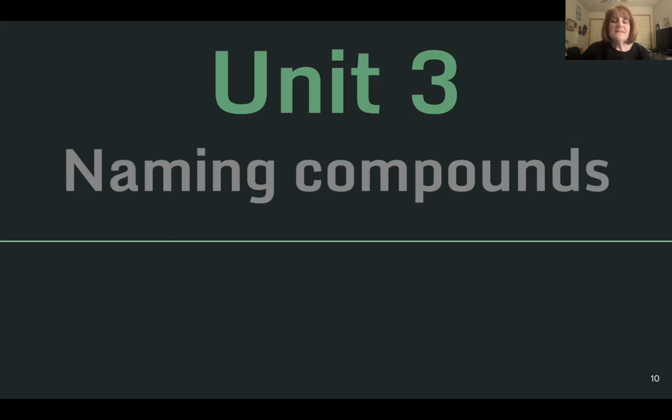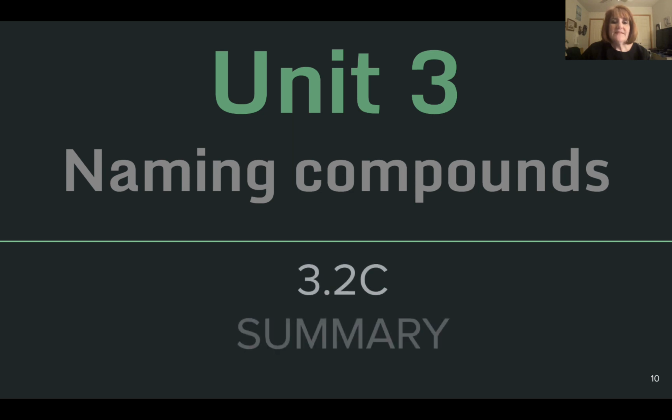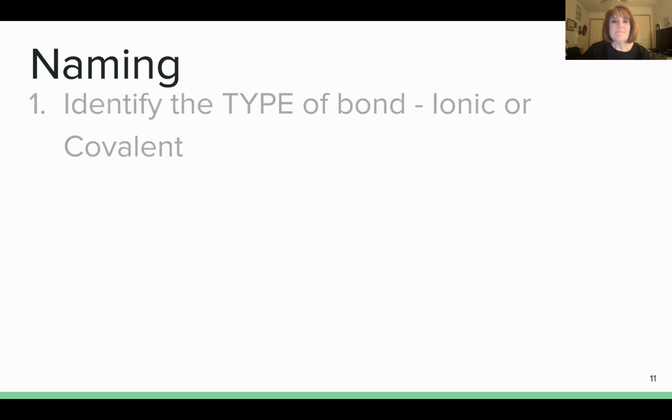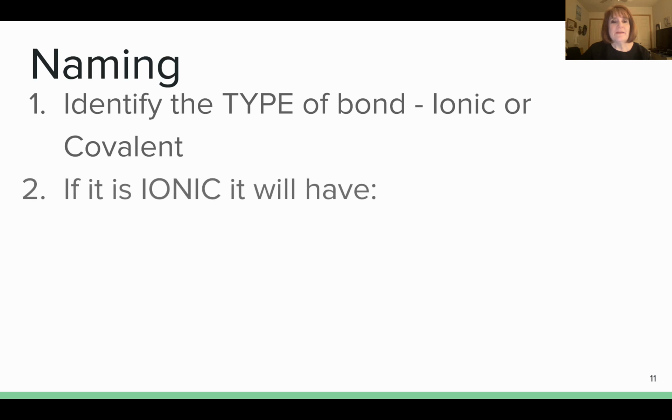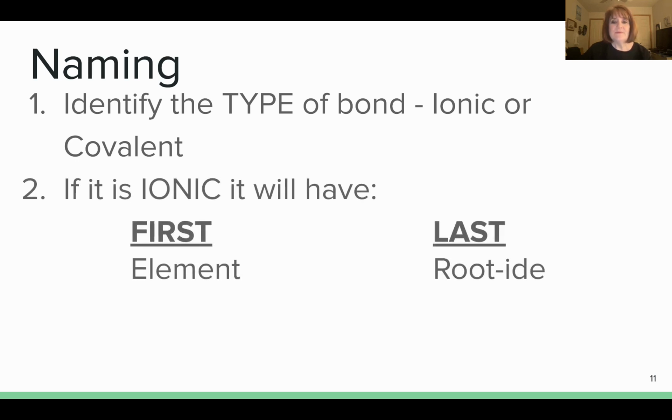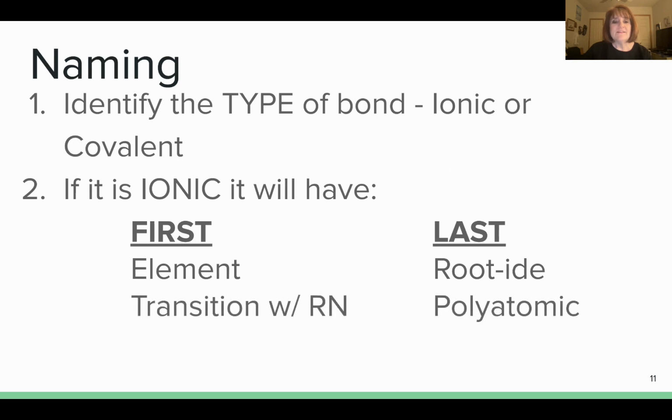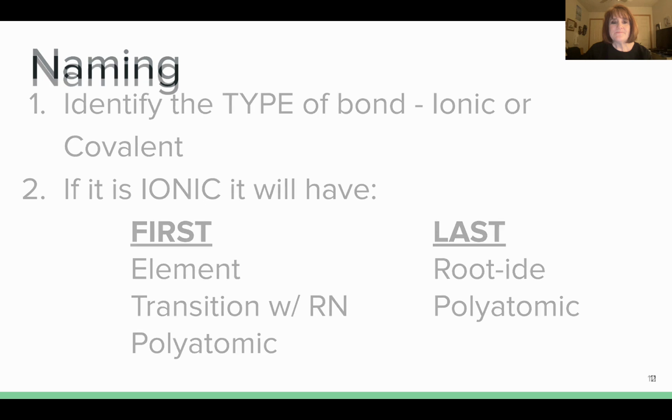Let's look at naming summary. This is technically 3.2c, but it's just a summary of naming. Remember, when you go to name something, you've got to be able to identify the type of bond, if it's ionic or covalent. If ionic, you're going to have a first name and a last name. It's going to have an element root-ide, a transition with a Roman numeral, or a polyatomic.